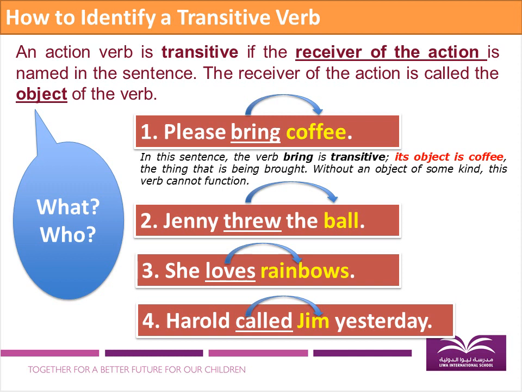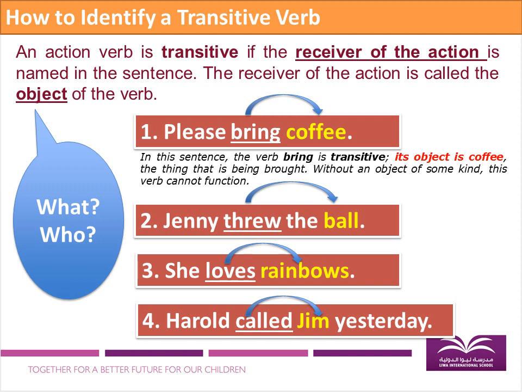Number 3. She loves rainbows. Again, let us ask this question. What? She loves what? Rainbows. And what is the object then? Rainbows. And what is our verb? Loves. And this verb is a transitive verb because it has an object. It has the receiver of the action.